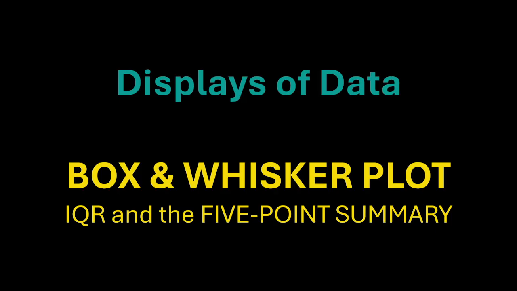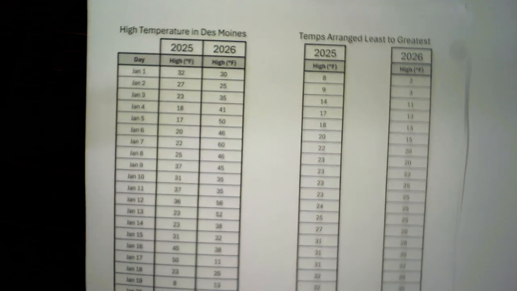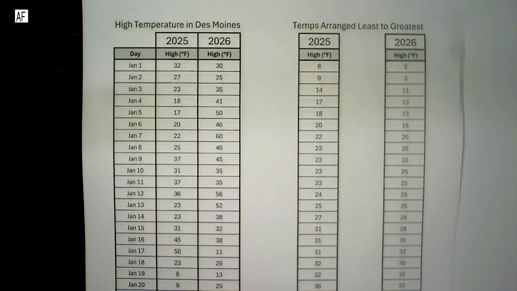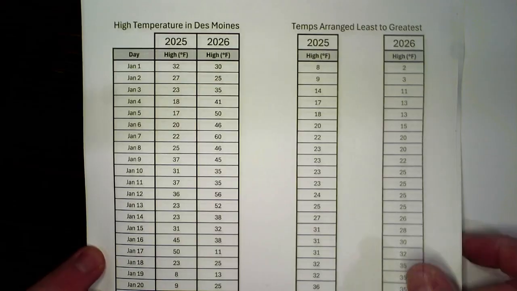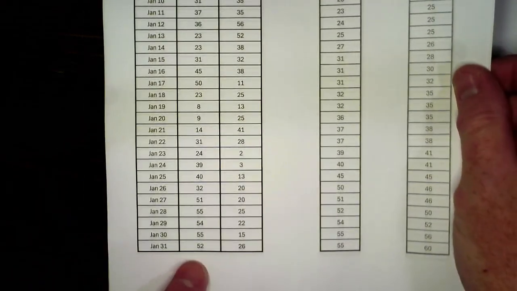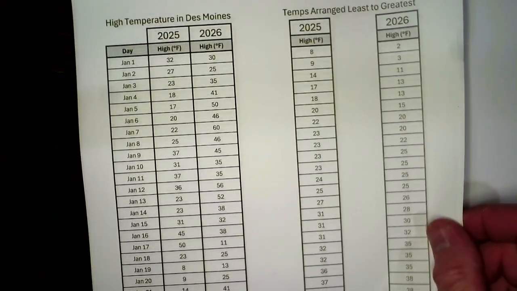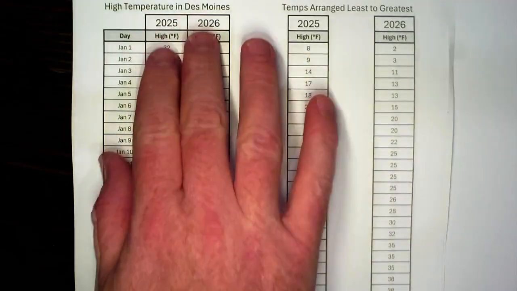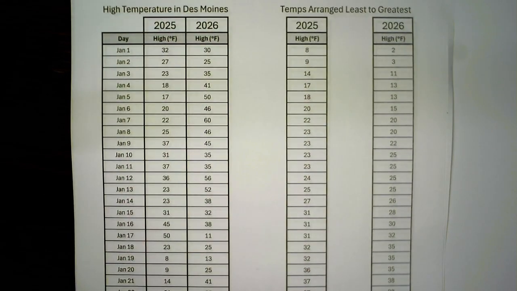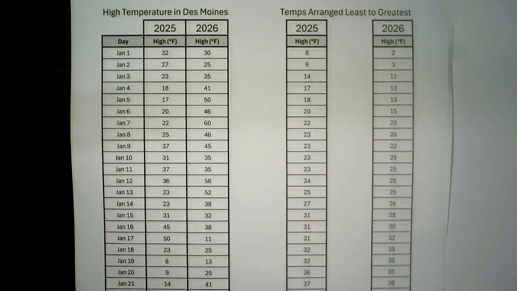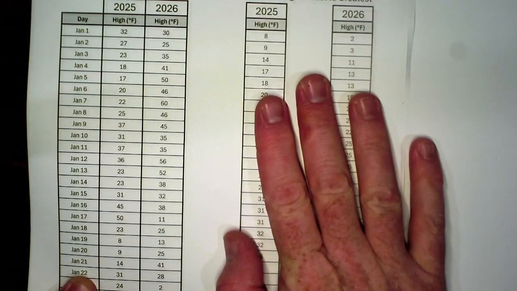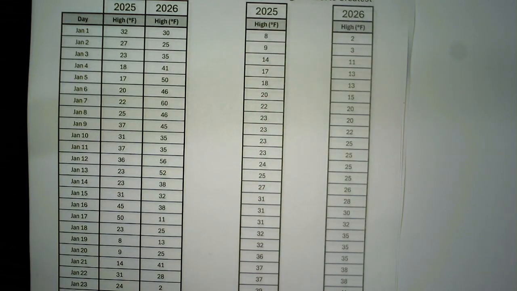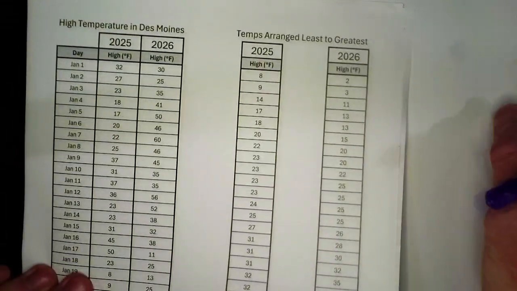So as we go through this, we're going to look at the data set we've used in other examples, which are the high temperatures in Des Moines for 2025 and 2026 in the month of January. Each of the 2 data sets has 31 entries. To make a box and whisker plot, we need our numbers arranged in order, least to greatest. I've provided that over here. Let's jump right into the 5-point summary and how we would form that from our temperature data.